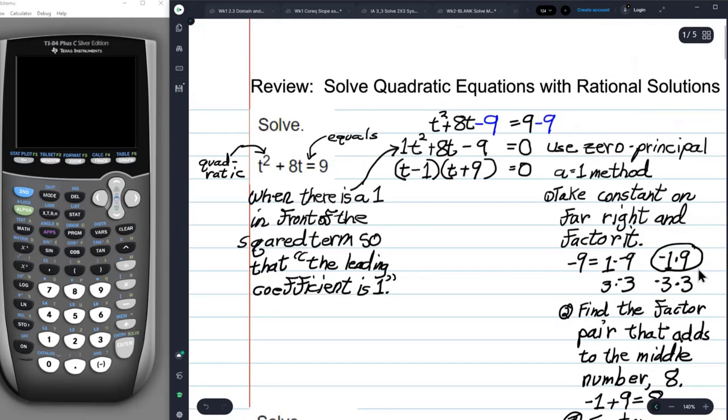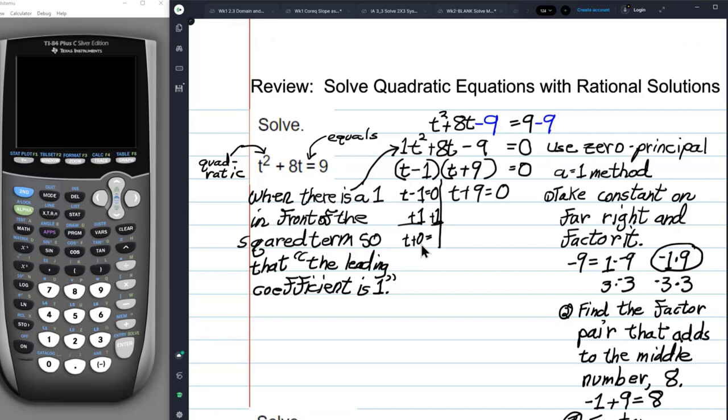Okay, so we're going to go back up here, and this is how I would actually do it. Draw my little separator down. And then t minus 1 equals 0, and t plus 9 equals 0, and I go through that same process. I add 1 to both sides. Sometimes you kind of run out of room. And so we're going to have t plus 0. Usually you don't bother to go that far. You don't actually write the 0, but I'm doing it just to be very clear. So t equals 1.